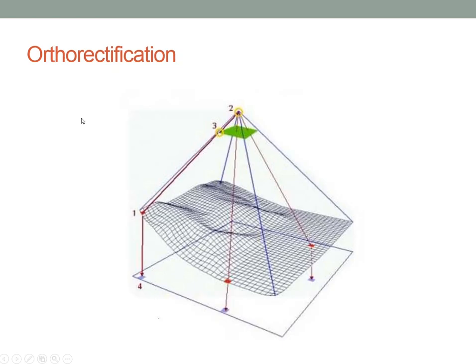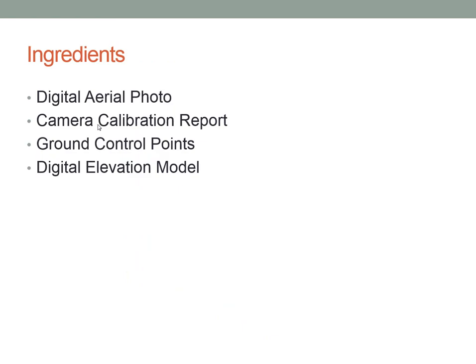Once the geometry of the vertical photo is solved by using single photo resection, relief displacement can be corrected by using a DEM and projecting each pixel onto a flat surface. So to review, the ingredients we need to make a digital orthophoto are the image itself, the camera calibration report for interior orientation, ground control points for exterior orientation, and a DEM to correct for relief displacement.